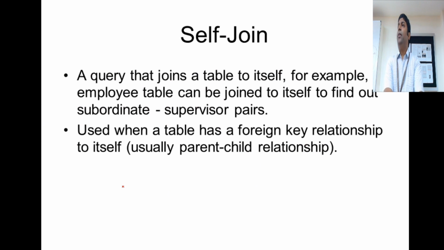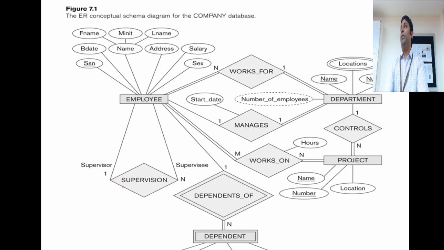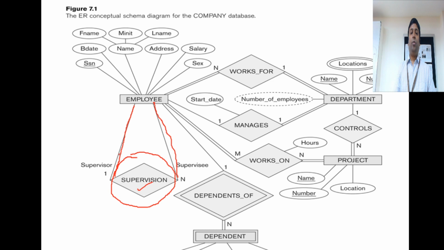The next very important join is self join. What is a self join? For that we have to understand our ER diagrams again. When you take a look at this ER diagram, there is a relationship that is pointing to the same entity. If you take this supervision, that is the relationship name. So you see employee supervises employee. It is like a self relationship, right? It's going to point to itself.